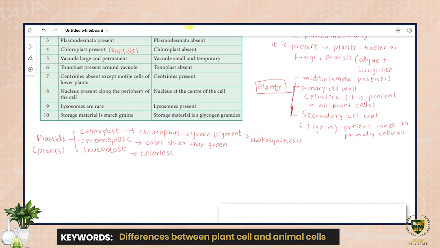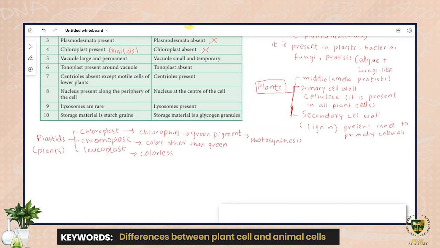सो क्लोरोप्लास्ट और प्लास्टिड्स दे आर ओनली प्रेजेंट इन प्लांट्स, क्लियर, दे आर एब्सेंट इन द एनिमल्स। Next is the vacuole. Vacuole that is very, very large in the plant cells and is permanent, while the vacuoles in the animal cells, they are small and temporary.